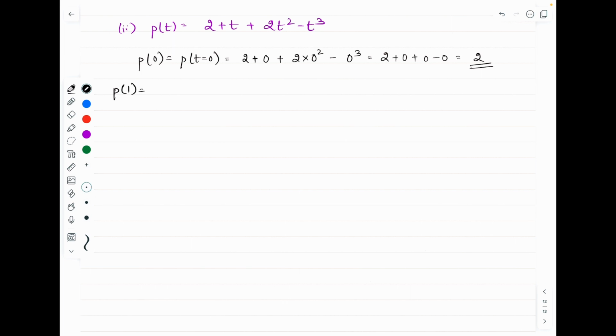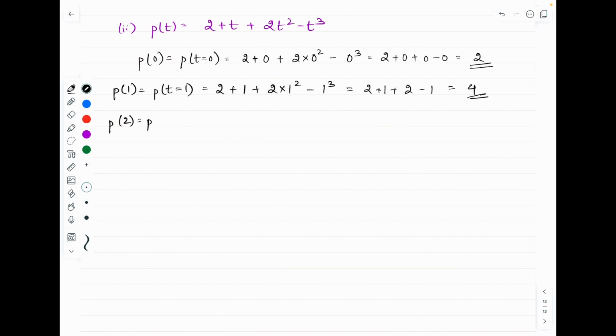Understood? Now P of 1. P of 1 is when t equals to 1. P of 1 means P of t equals to 1. Understood? This means instead of t we have to put value 1. So 2 plus 1 plus, I am not going to tell again and again, 2 into 1 square minus 1 cube. Instead of t you put 1 only. This is simple thing. Okay, 2 plus 1 plus 2 into 1 square minus 1 cube. So this is 2 plus 1 plus 2 into 1 square is 2 minus 1 cube is 1. So 2 minus 1 minus can cancel. 2 plus 2 is what? 4. So 4 is the answer.